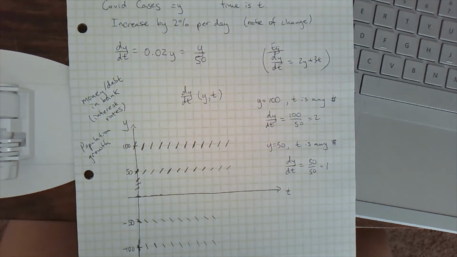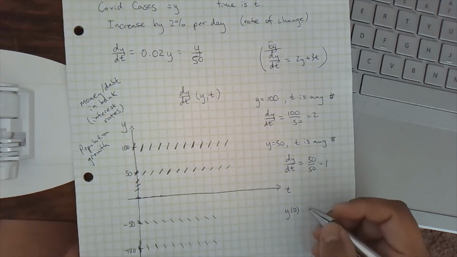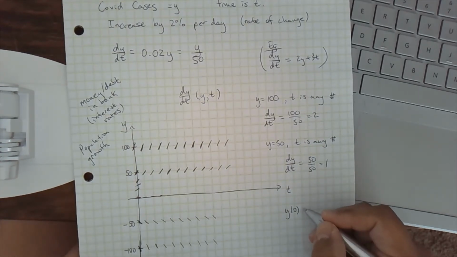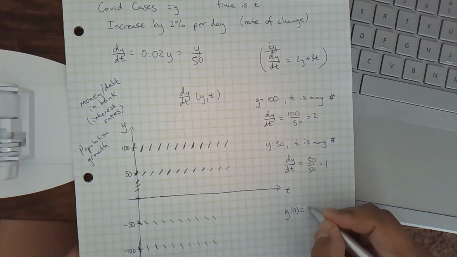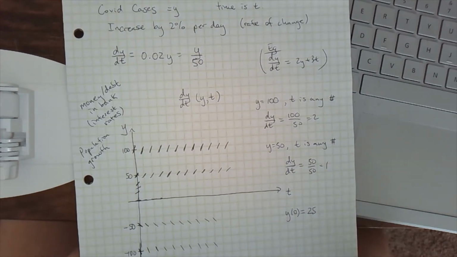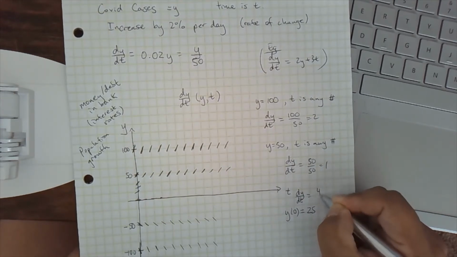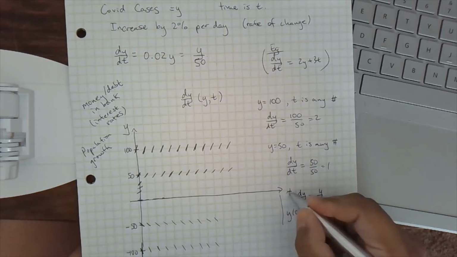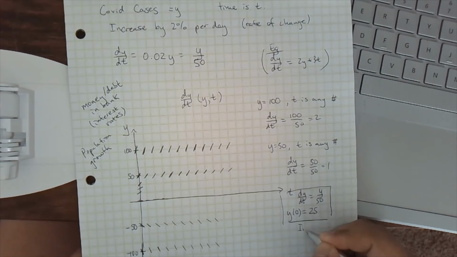And then what happens is, okay, now there's going to be lots of solutions. So I need an initial value. So let's say on day 0, at time 0, my number of COVID cases is 25. Okay, so now I have these conditions. dy/dt is y over 50, and y of 0 is 25. We call this an initial value problem.